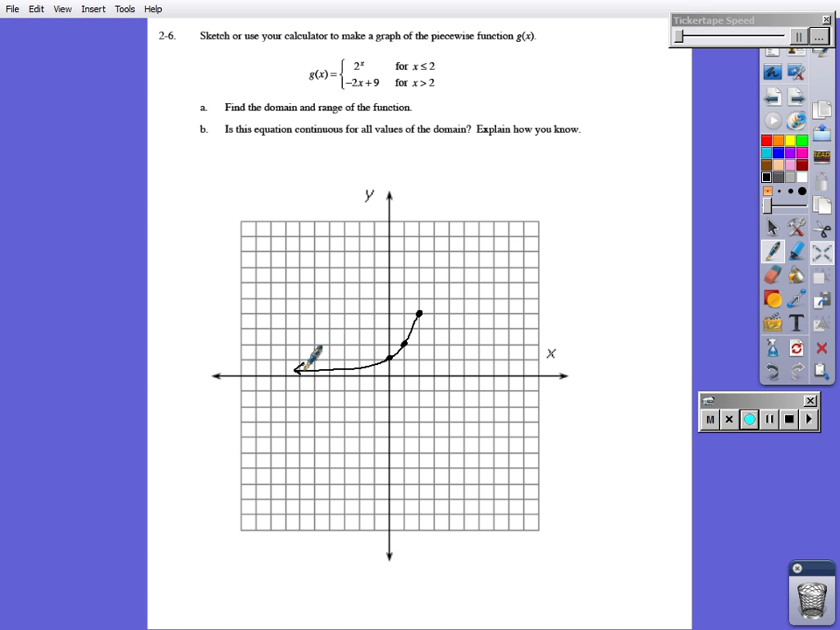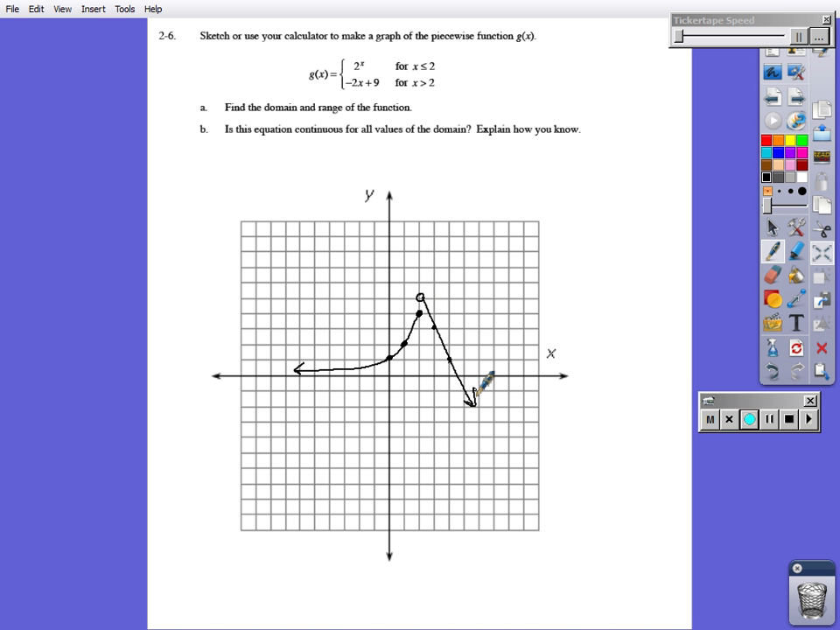And then we have negative 2x plus 9, all right, when x is greater than 2. So plug in 2 there. 2 times negative 2 is negative 4, plus 9 is 5. So that point's going to be 1 above there, and it's going down 2 and over 1. And I draw that section of the line.